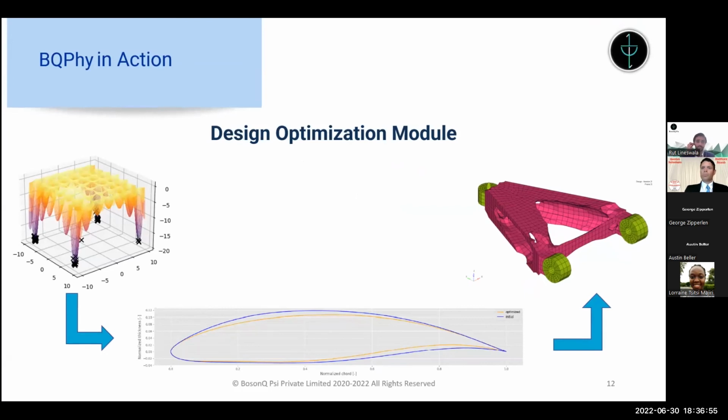And since it's optimization, there are constraints and an objective function that we have to set, and we were able to minimize mass, which was our objective function.